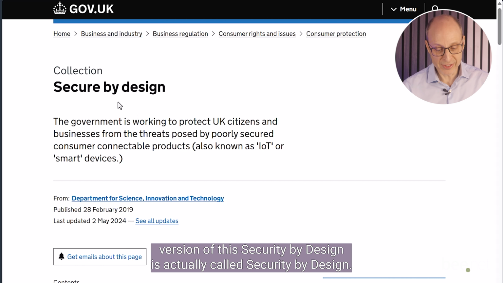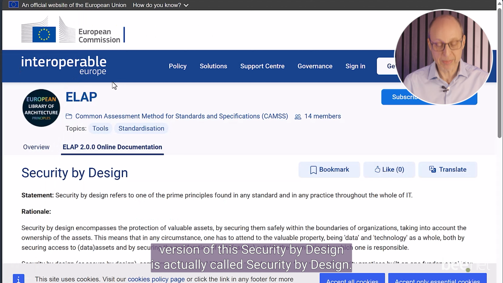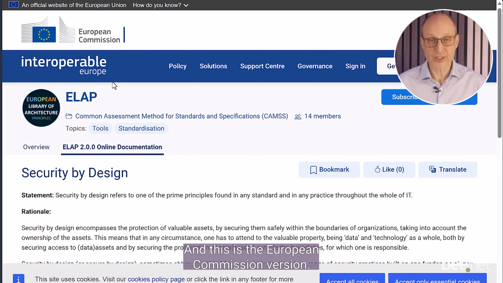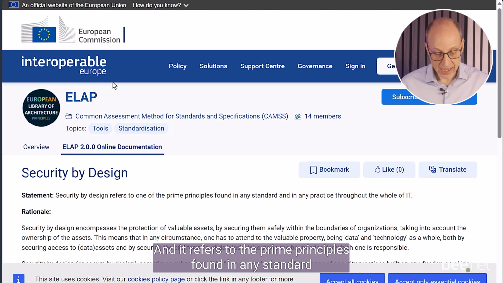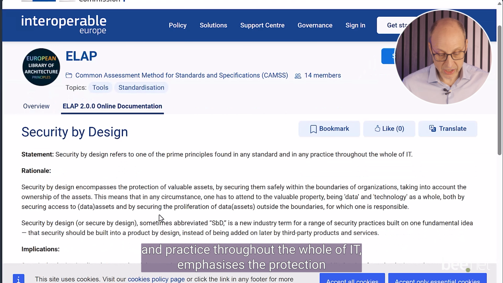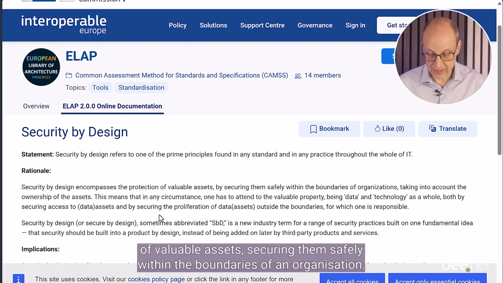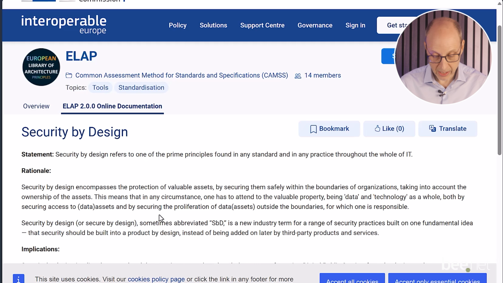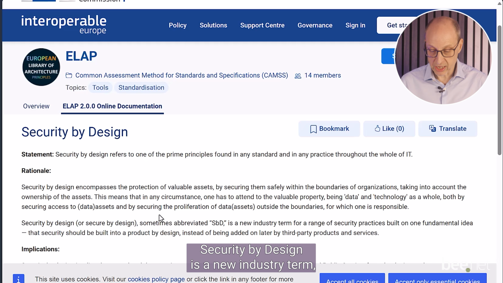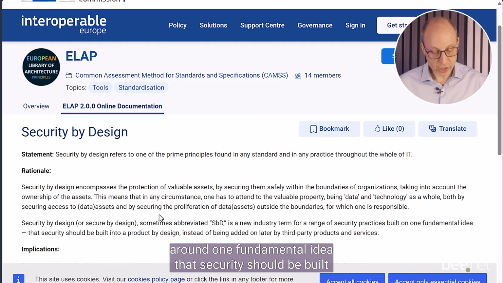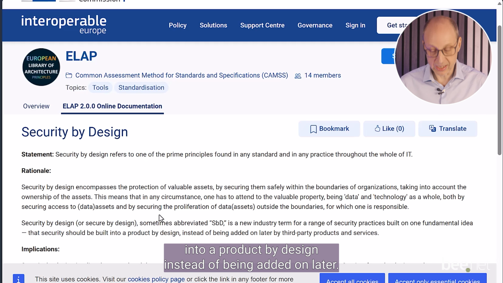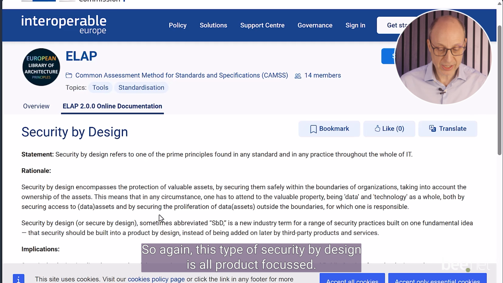Now, a third version of this security by design is actually called security by design, and this is the European Commission version. So in continental Europe, in the EU, you have security by design, and it refers to the prime principles found in any standard and practice throughout the whole of IT, emphasizes the protection of valuable assets, securing them safely within the boundaries of an organization. Security by design is a new industry term for a range of security practices built in around one fundamental idea, that security should be built into a product by design instead of being added on later. So again, this type of security by design is all product focused.